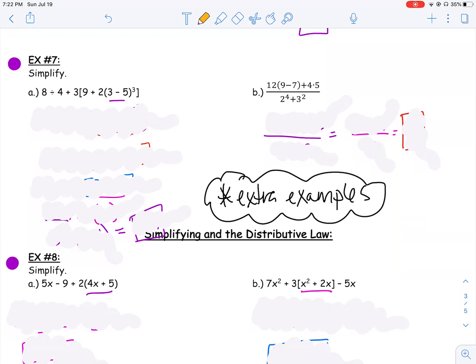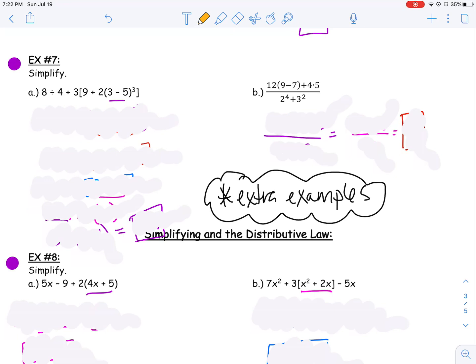All right, in this video, we're going to do example number 7 in section 1.8, and then I have a few extra examples that I want to show you that I think are good to know. So looking at example number 7, we're following our order of operations because we've got a lot of stuff going on here, and we're going to get a little more complicated. So we've got to be very careful to stay organized and go step by step.